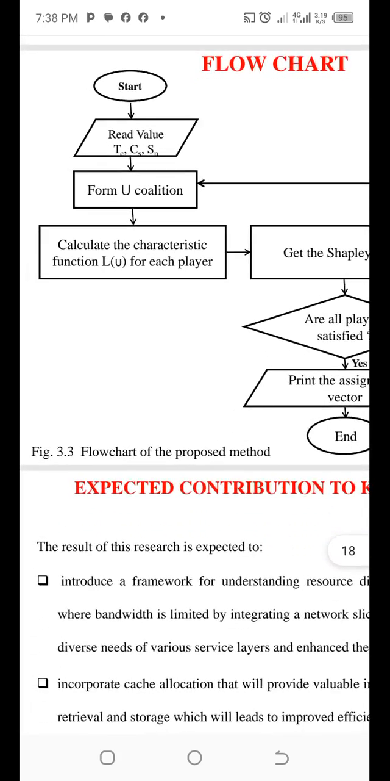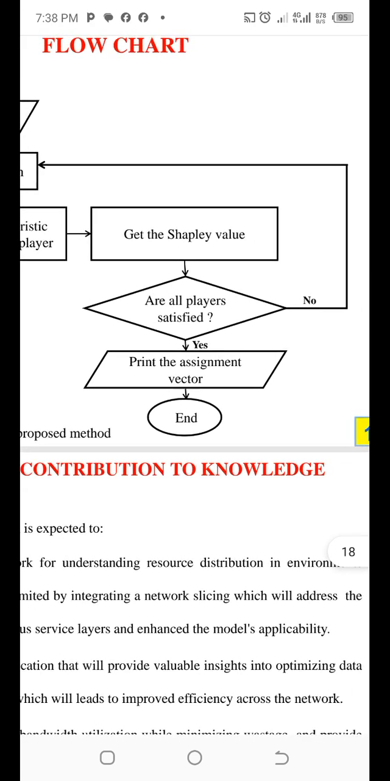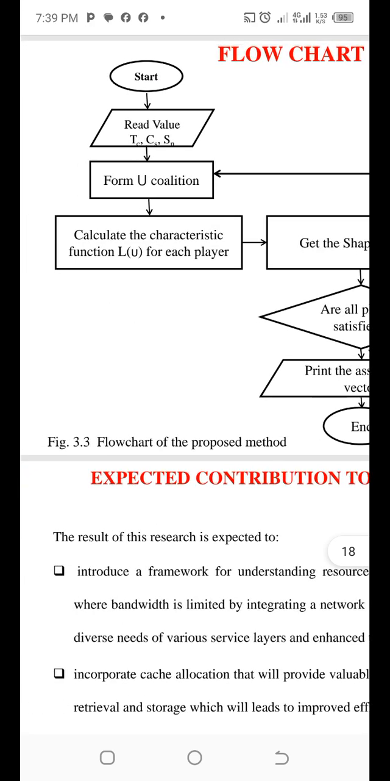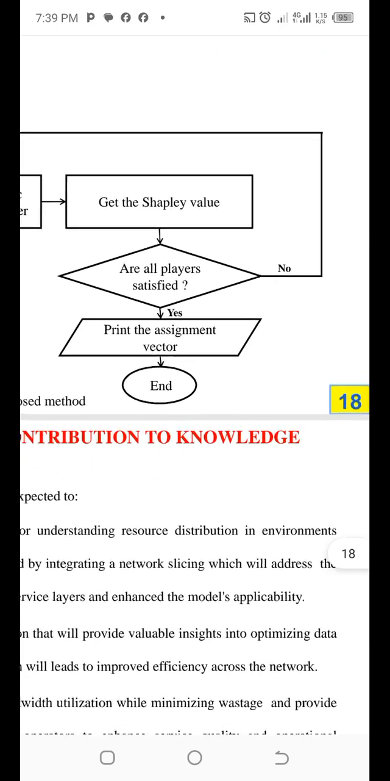Then this is my flow chart. From the start, the input is going to read the values TC, CS, and SN. Then they are going to form the coalition. After forming the coalition, the process is going to calculate the coalition function for each of the players. Then after that, we get the Shapley value. Once the Shapley value is determined, the decision process is going to evaluate if all the players have been satisfied. If all the players have been satisfied, then each of them gets their required bandwidth, and after getting this, the process is going to stop. But if they are not satisfied, then the process has to start all over from the coalition stage, and the process continues that way until each of them is satisfied.